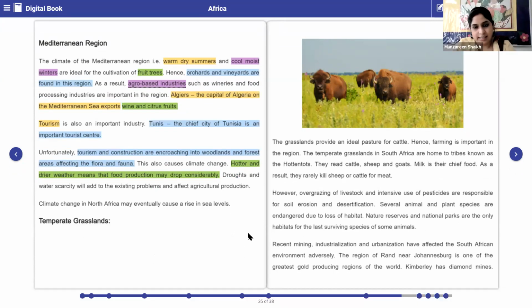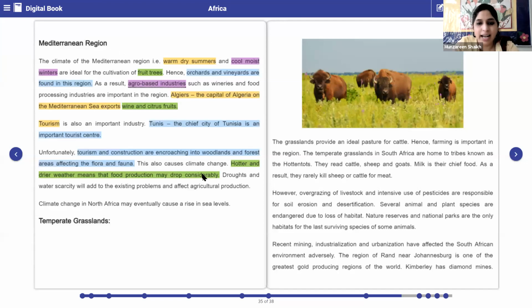Temperate grasslands. I can understand today we have back-to-back three classes and we are doing only geography. I can understand your energy level has gone down a little bit, but please cheer up. Come on, everyone. Should we have a warm-up exercise? Yes, ma'am.